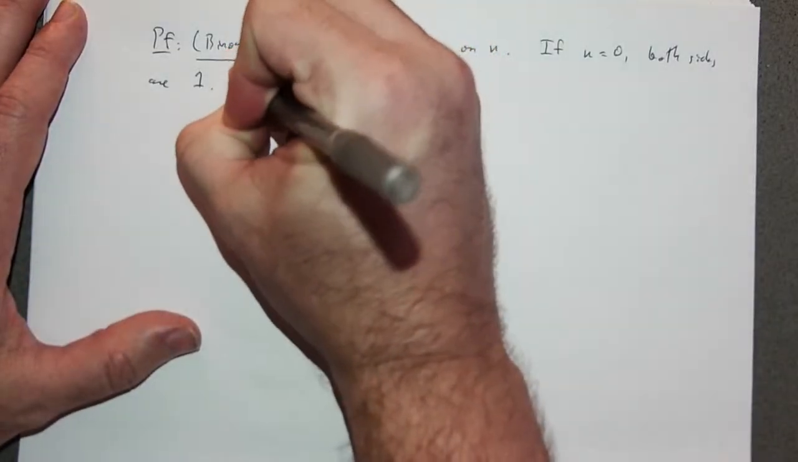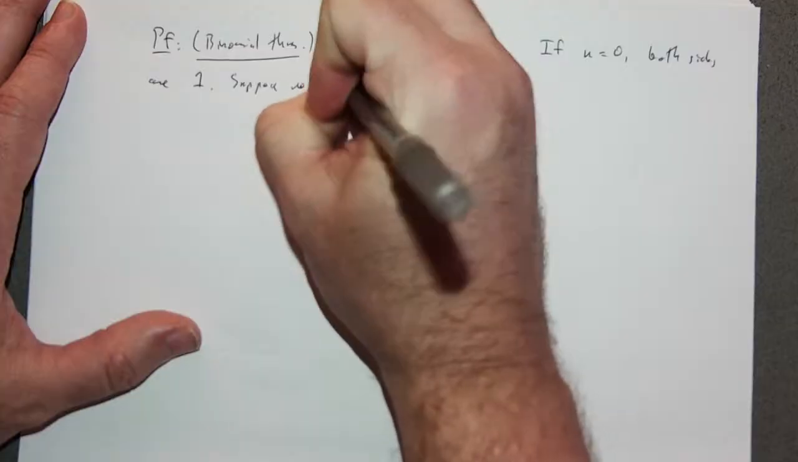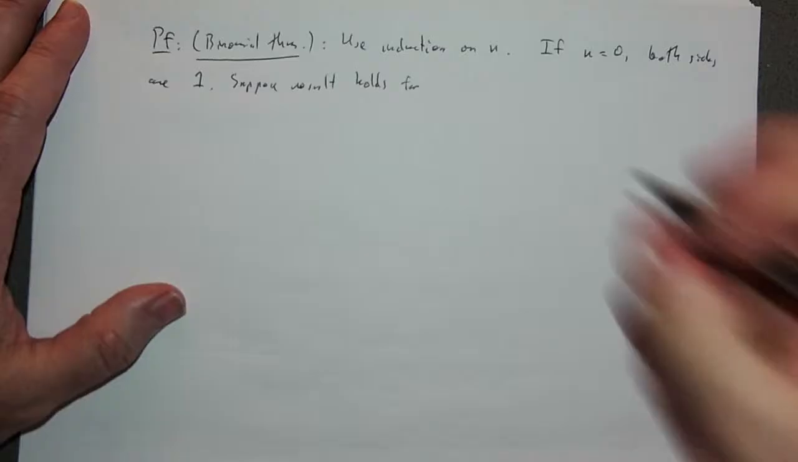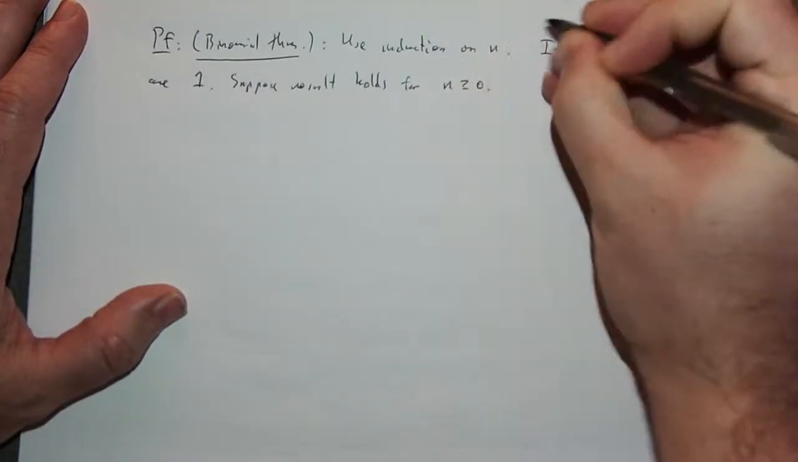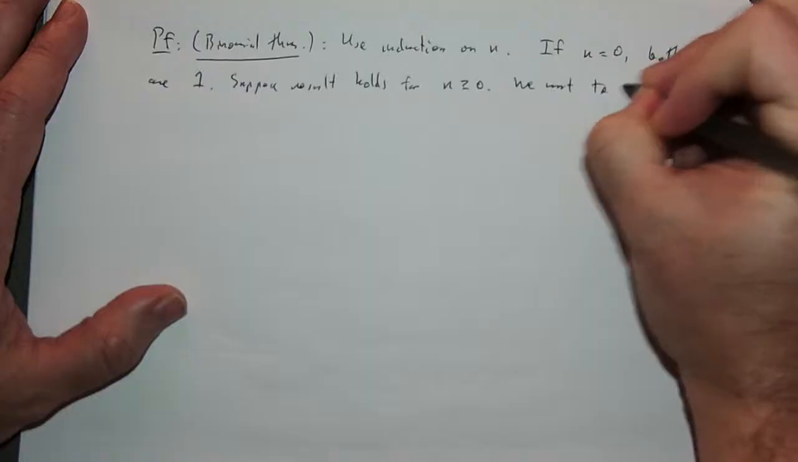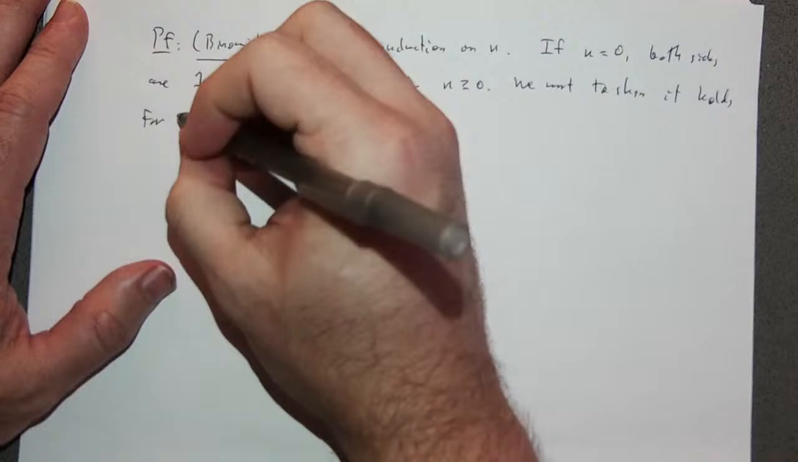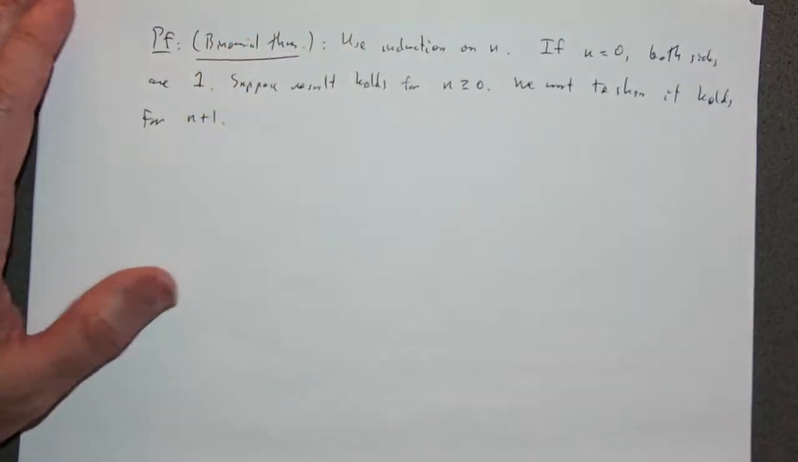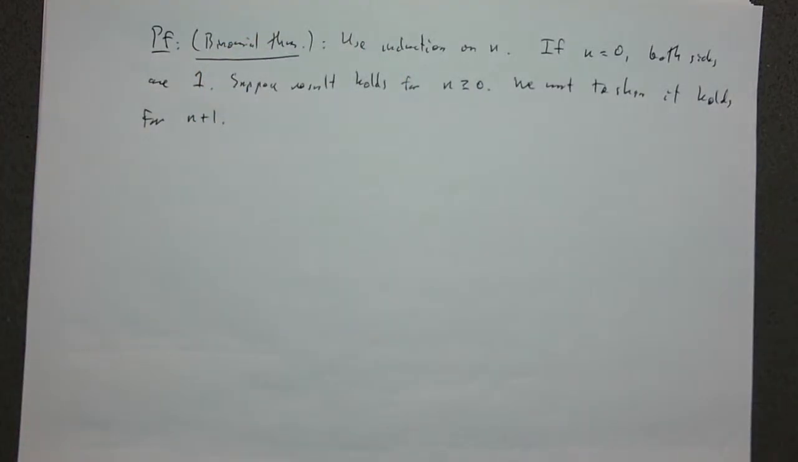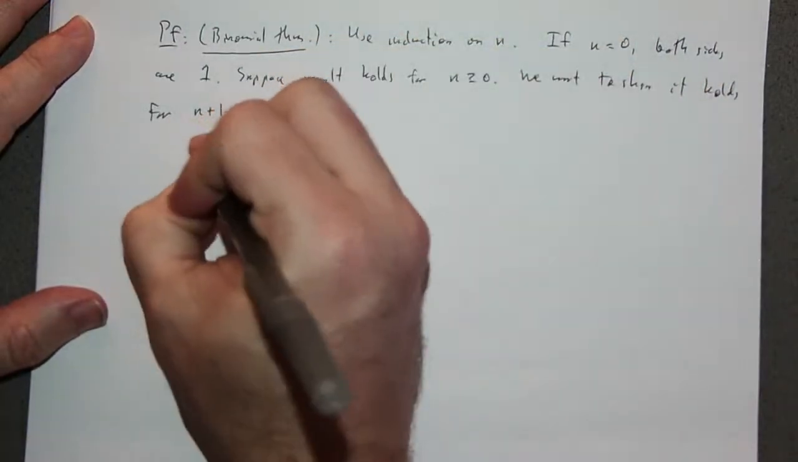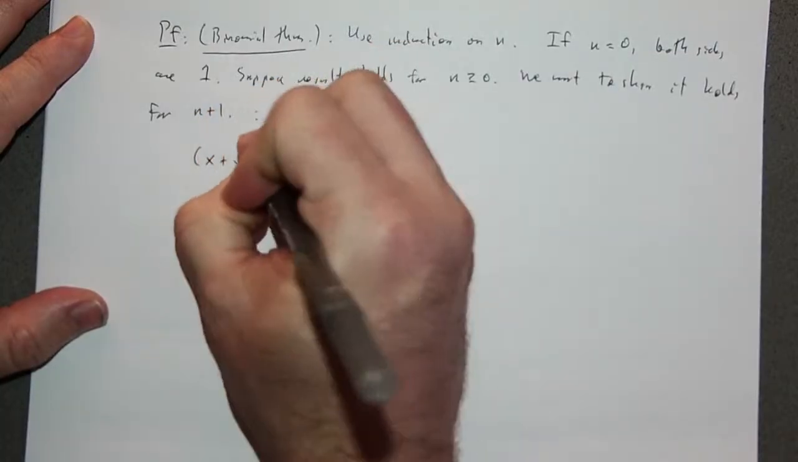So suppose the result holds for a fixed non-negative integer n. We want to show it holds for n plus 1. Okay. So we use the inductive hypothesis, and we are going to do the following. This is always our standard induction trick when you're dealing with sums here.